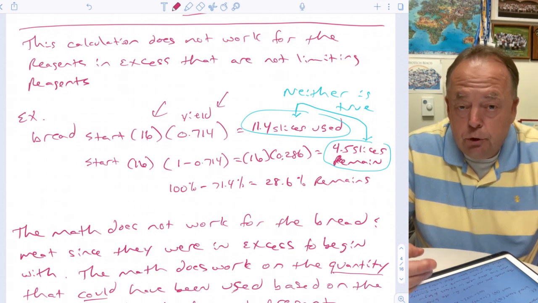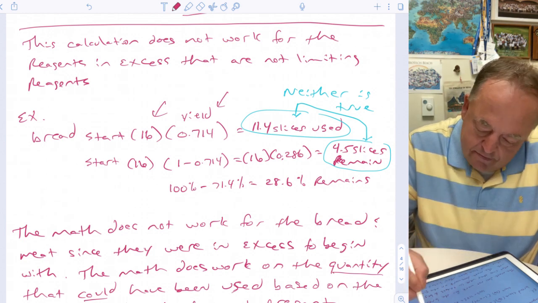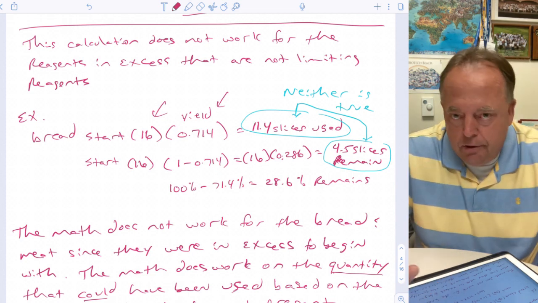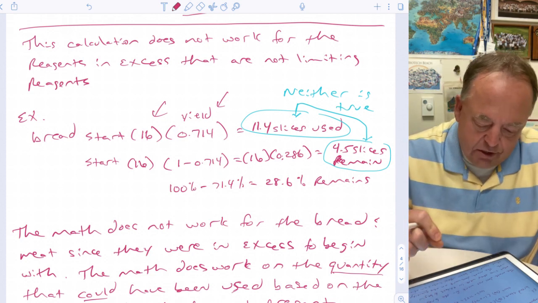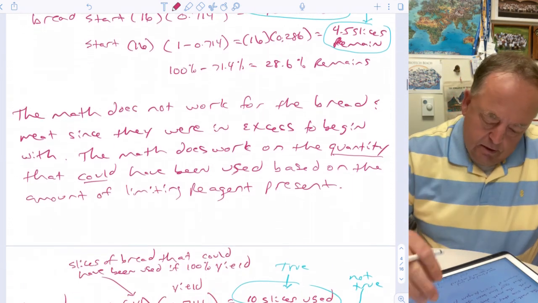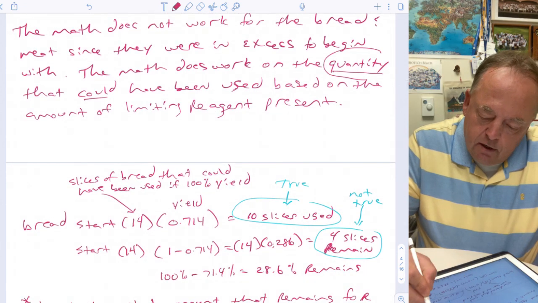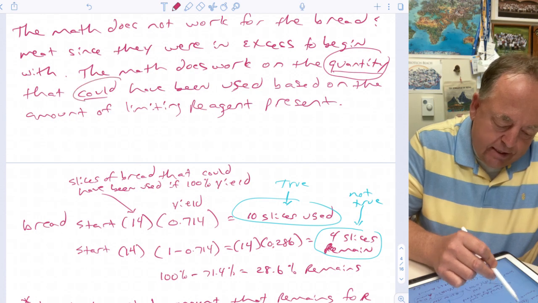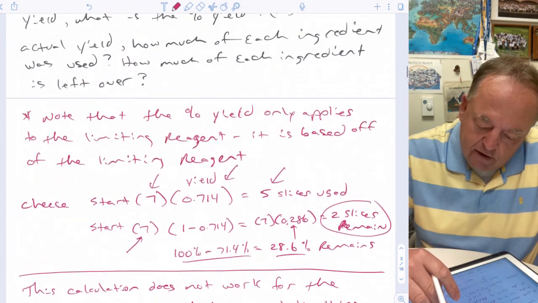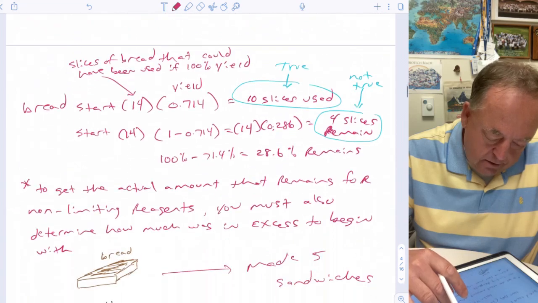If you made 5 sandwiches, you used 10 slices of bread, right? And there's not 4 point something slices that's going to be remaining. If you had 16 and you use 10, you're going to have 6 remaining. So the percent yield does not apply to the reagents that are in excess. So what the percent yield does apply to is the quantity of the reagents that are in excess that could have been used. So if you were going to make 5 sandwiches, then that would be 10 slices of bread.